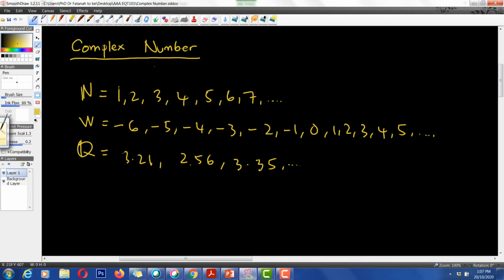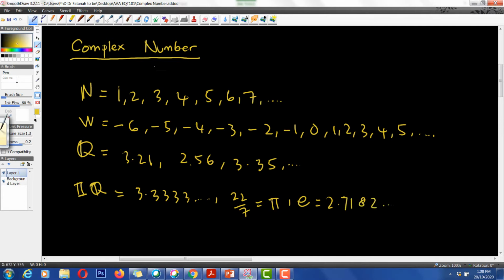And then after that, we learn about irrational numbers. What is an irrational number? An irrational number is a number that has no ending. For example, 3.3333333, or we have 22/7, which we call the pi number, or the e number. What is it? We go to the calculator.